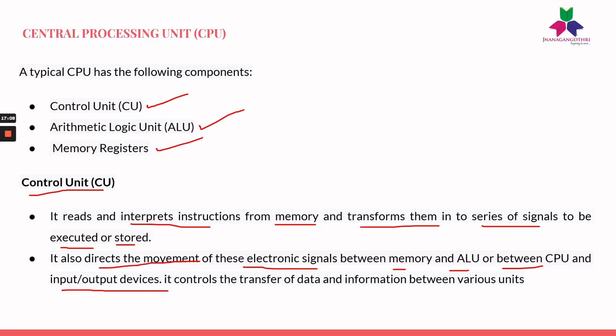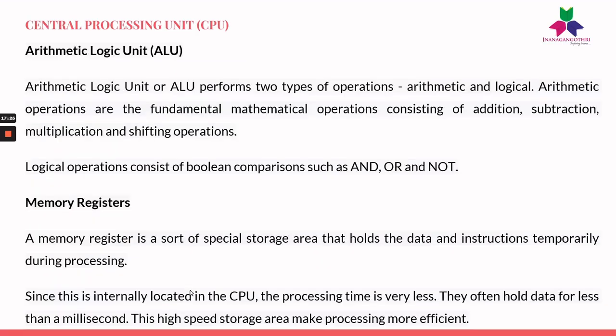To put it in simple words, the control unit fetches instructions from memory, decodes them, and directs them to the various units to perform some specified functions. That is the major or primary function of the control unit. So moving on to the next slide.